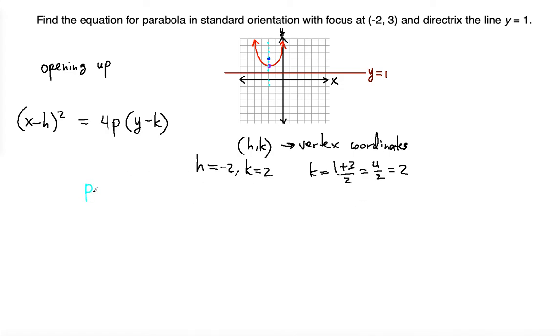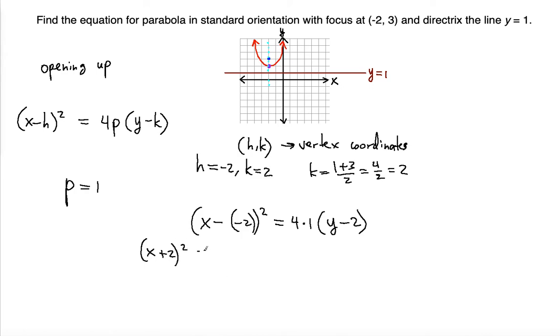Now what is the p-value? The p-value is going to be the distance from the vertex to the focus, and we know it has to be a positive value. And in this case it's simple, right? Because we go up anyway from the vertex to get to the focus, right? So p is equal to 1. So the equation that we want is (x minus h), where h is -2, so (x plus 2) squared is equal to 4 times 1, the p value that we found, times (y minus k), and the k value is 2. Right, so as a result, we get (x plus 2) squared equal to 4 times (y minus 2).